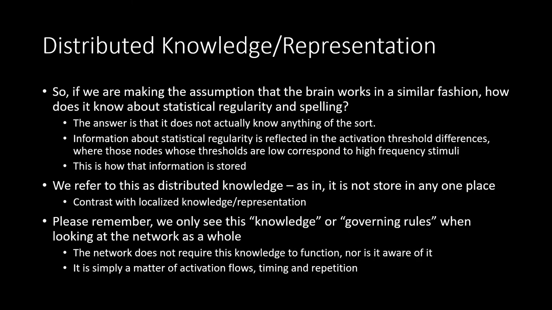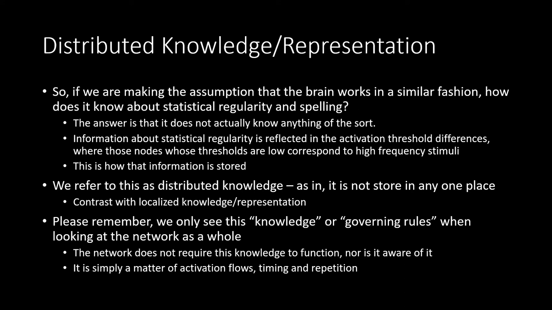Okay, a little bit more information before we close out this lecture set. So, distributed knowledge or representation is how we think that the brain manages most of its information. Before jumping into that, just consider this. If we're making the assumption that the brain works in this fashion, like how these feature nets are working, how does it know anything about statistical regularity or spelling?